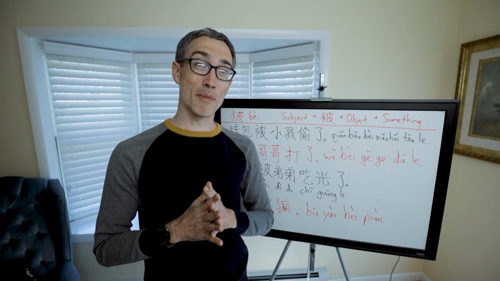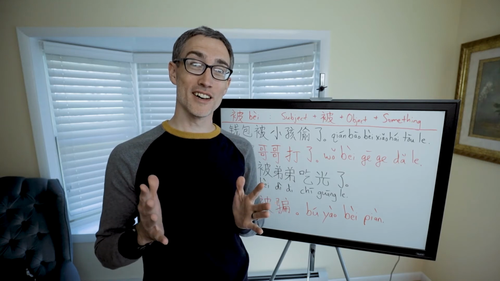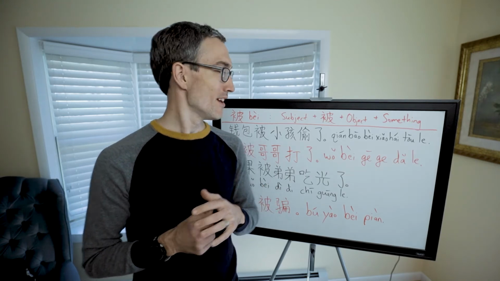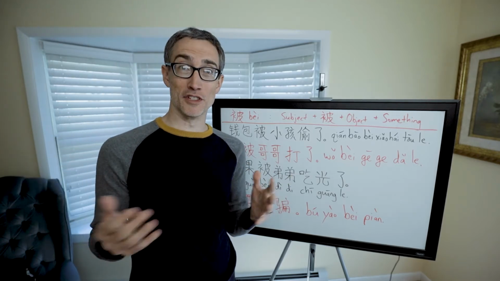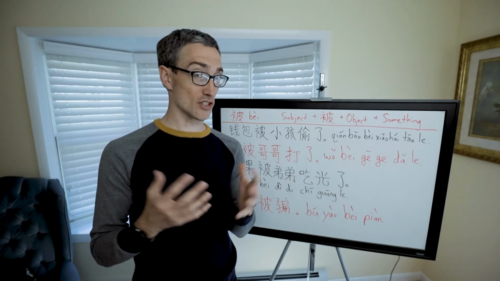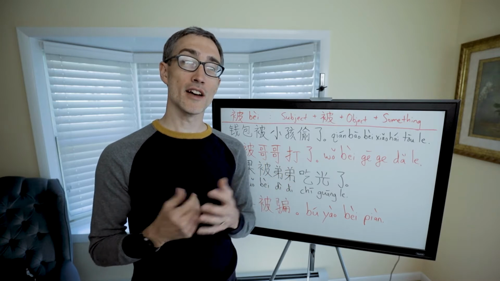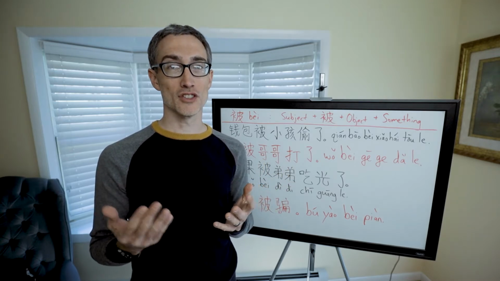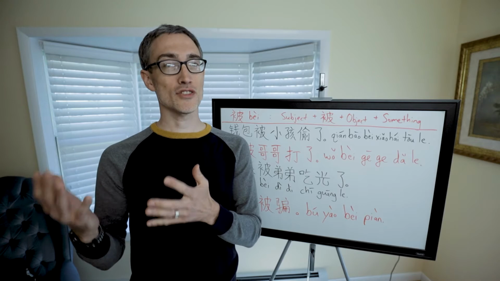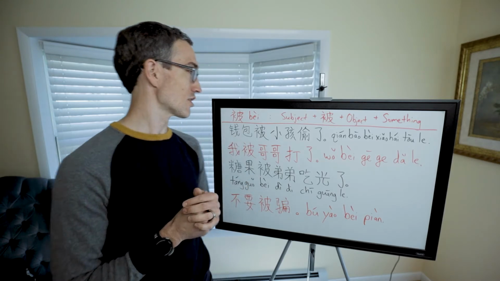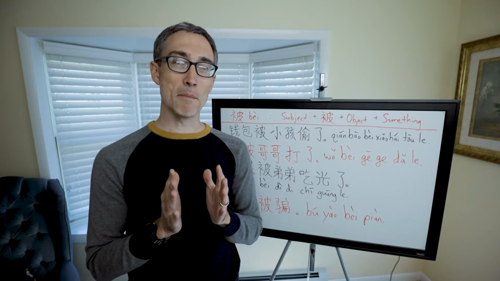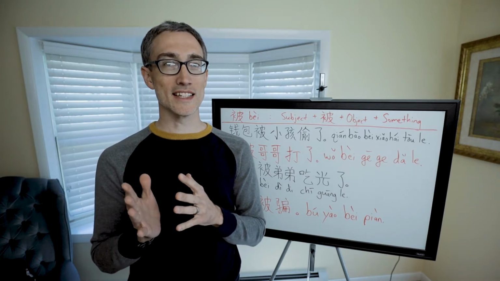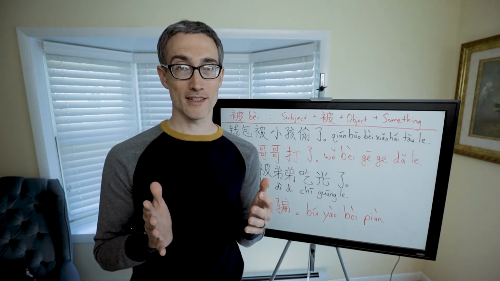Did you make it through the Ba video from yesterday? It was quite a beast, and I have another one for you today that's very similar. We're going to talk about one main point, another sentence structure called the Bei structure. We had the Ba structure, here we have the Bei structure. The Bei structure is the main way to make a sentence into passive voice in Chinese.